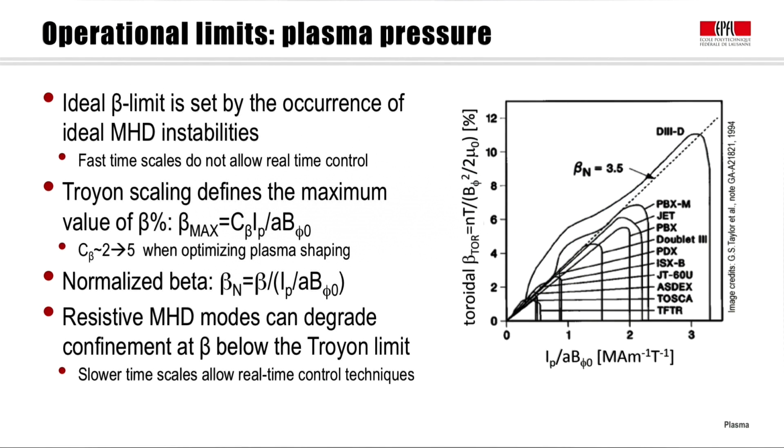Now, another operational limit is due to the plasma pressure. And in fact, the ideal beta limit is set by the occurrence of ideal MHD instabilities. These are instabilities that work on a very fast time scale, and in fact, it is not possible to control these instabilities in real time.